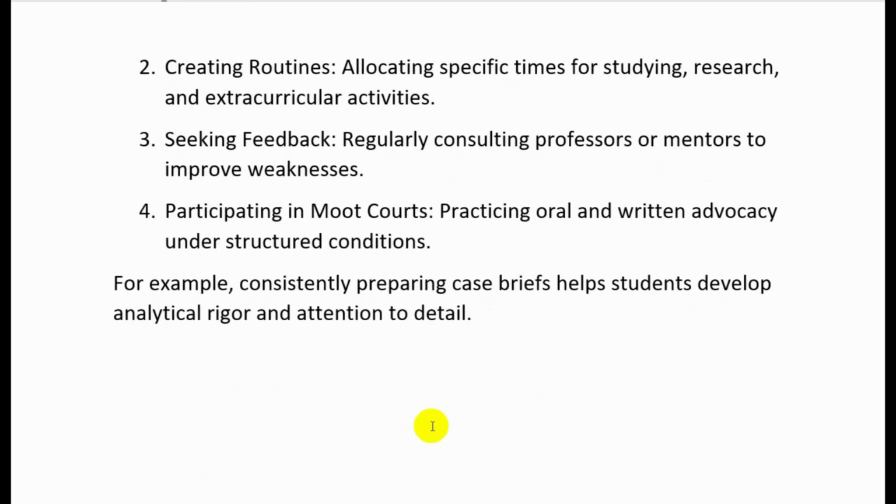Seeking feedback, regularly consulting professors or mentors to improve weaknesses, and participating in moot courts. Practicing oral, very important, practicing oral and written advocacy, both are important. Not only how to speak, but how to write, draft documents. Practicing oral and written advocacy under structured conditions, that is, under a set environment, like in a court.